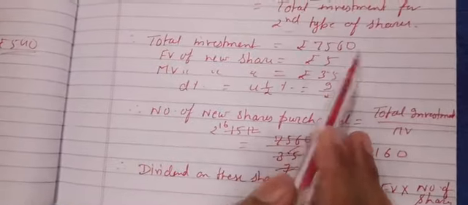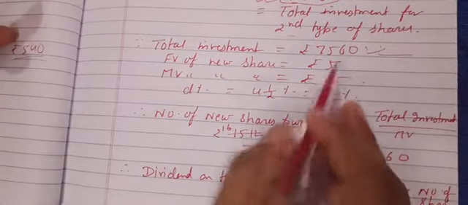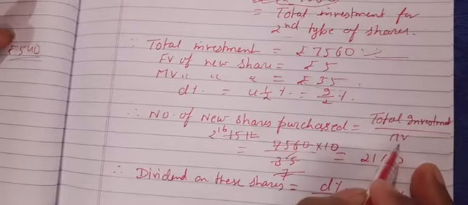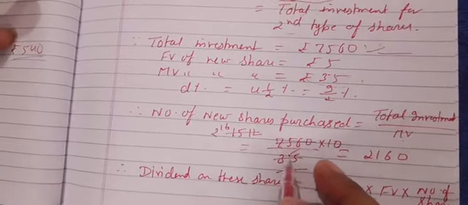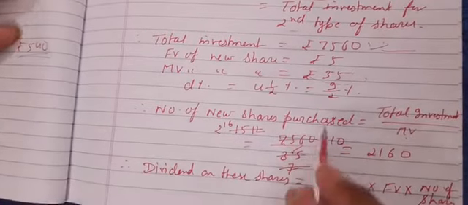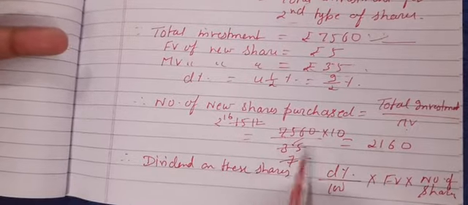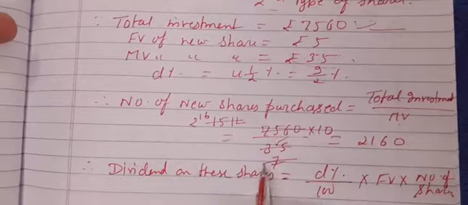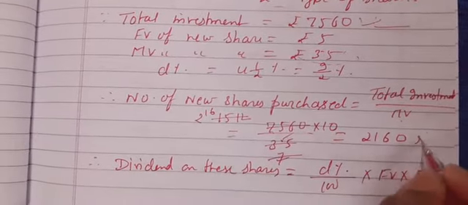First of all we will find how many shares he bought with the help of this amount. Since we know the market value and total investment, number of shares is equal to total investment upon market value of one share. So when you divide 7560 by 3.5, we replace the decimal and here it is 10. With the help of 5, first I cut it by 5 and then by 7, so it is 216. So it is 2160 shares. How many shares he bought?